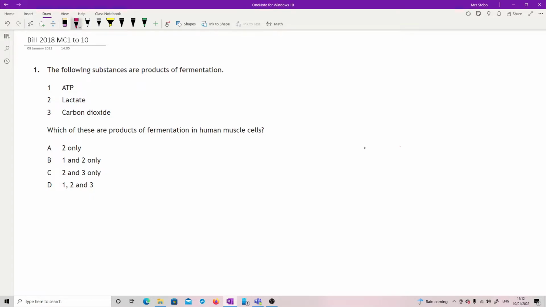Eighteen multiple choice for the hire. Okay, this is the 2018 multiple choice for the hire. Okay, the following substances are products of fermentation: ATP, lactate and carbon dioxide. Which of these are products of fermentation in human muscle cells?